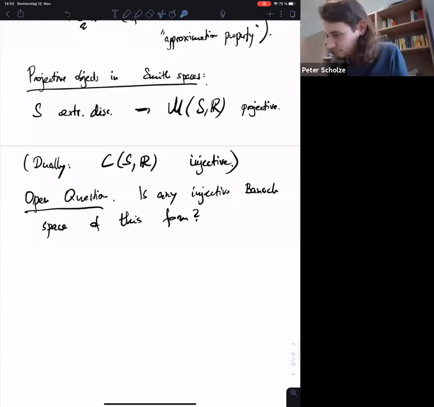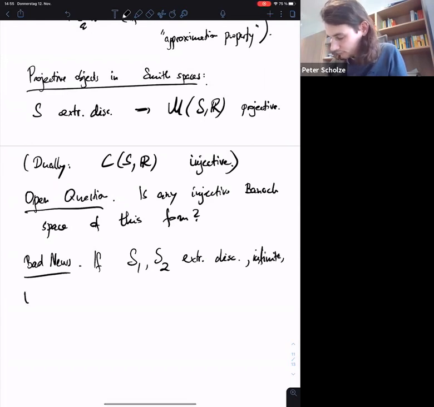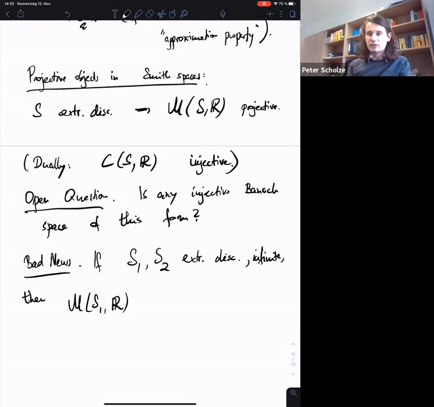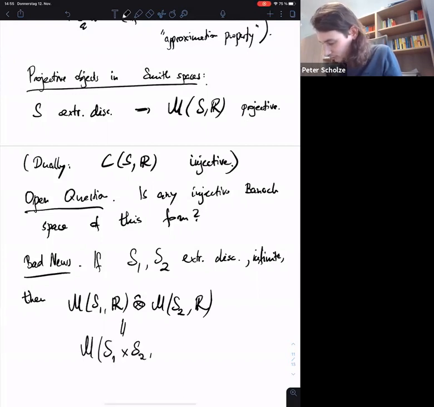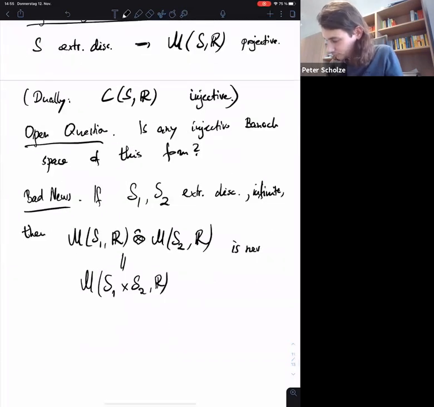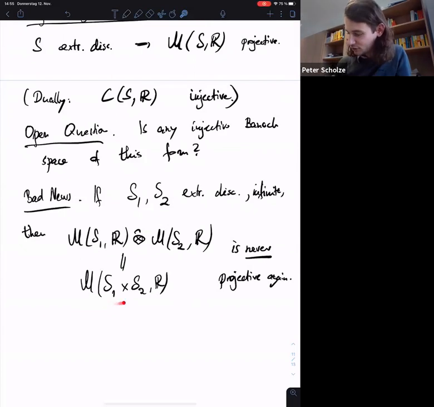But here is the bad news. If S1 and S2 are extremely disconnected and not finite, then there's another question: whether the compact projectives are stable under tensor product. So this is a compact projective in this category, and we can tensor it with this one. So this measures on this product, and this is never projective again. So in particular, such a product of two extremely disconnected and infinite sets is never extremely disconnected itself again.